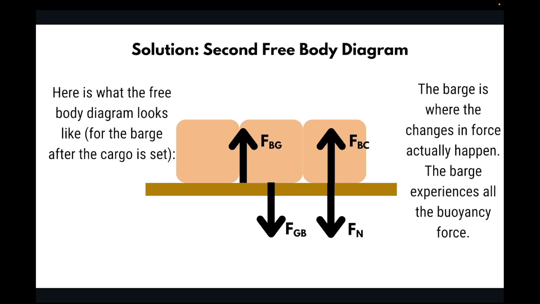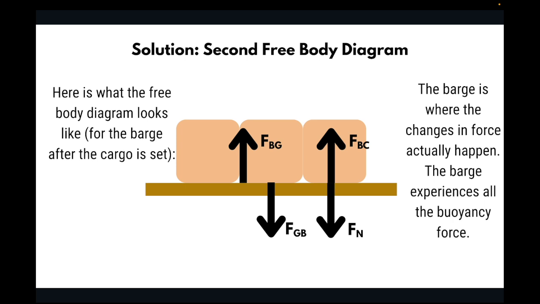Okay, so here's our free body diagram for the barge after the cargo is set, right? So we have the buoyancy force due to the barge itself. Like when the barge is just on the water by itself, there's already a buoyant force being applied on it, right? So that's where F sub BG comes from. And then F sub GB is just the weight of the barge, right? And then we have the buoyancy force that is added due to the cargo, right? Because when you add the cargo, the barge sinks, and therefore that displaces more fluid and adds force to it, right?